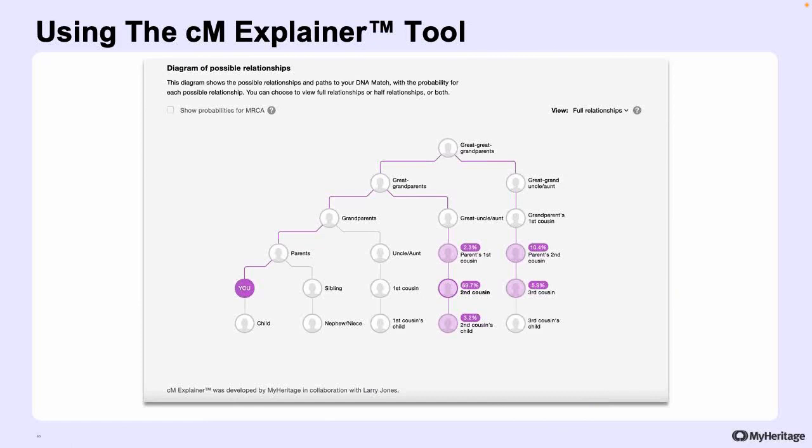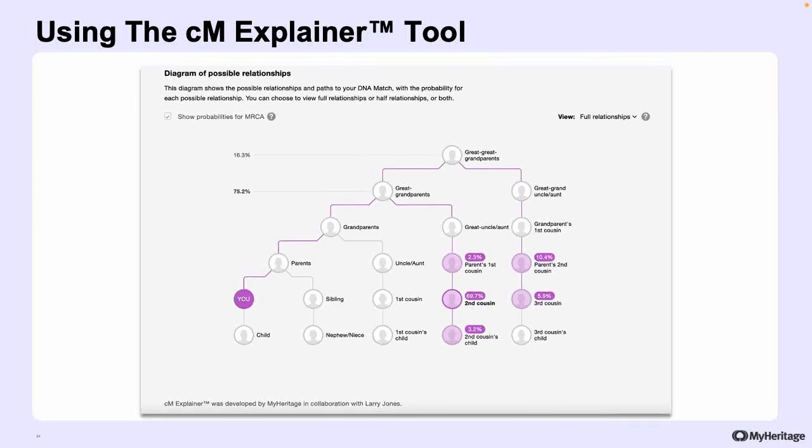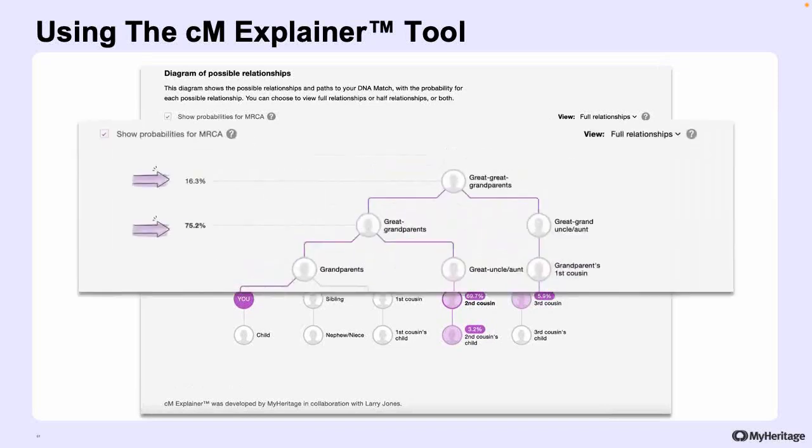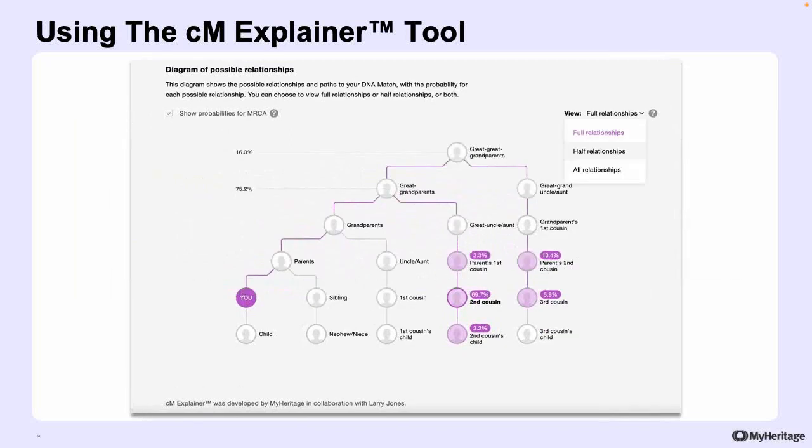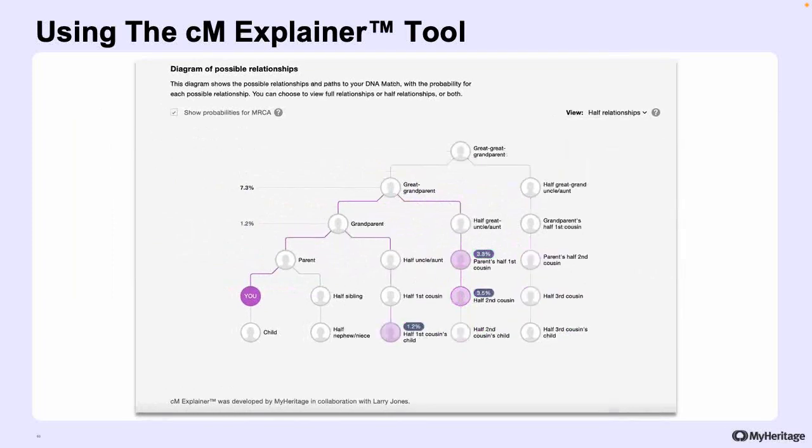In the full relationships view, the purple line demonstrates the path to each possible relationship and the probabilities. And again, you can click on show probabilities for MRCA. You will be able to see the probability of each most recent common ancestor in that case. You can also switch the view of the diagram from full to half relationships, and the diagram shows you only possible half relationships, in case that is what interests you.